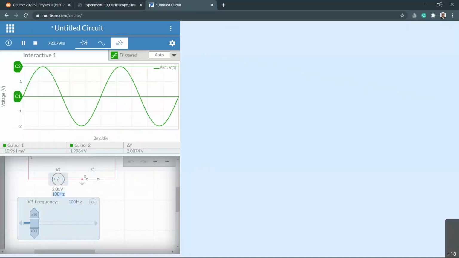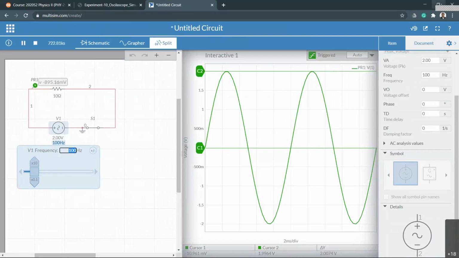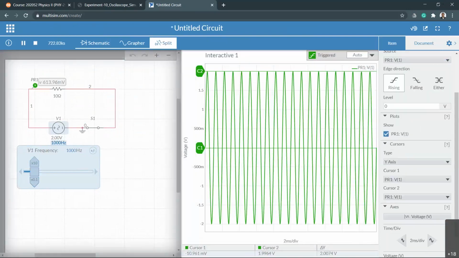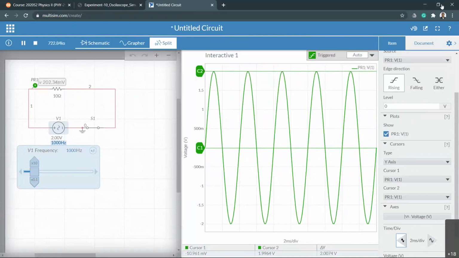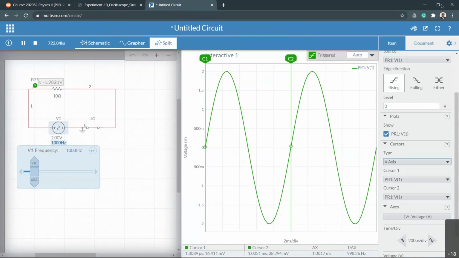So then you change this into now 1,000, right? Next one, 1,000. And the x-axis, I have to change this until I see a nice curve. Change the cursors to x. Difference between the cursors, 1.0017 millisecond.